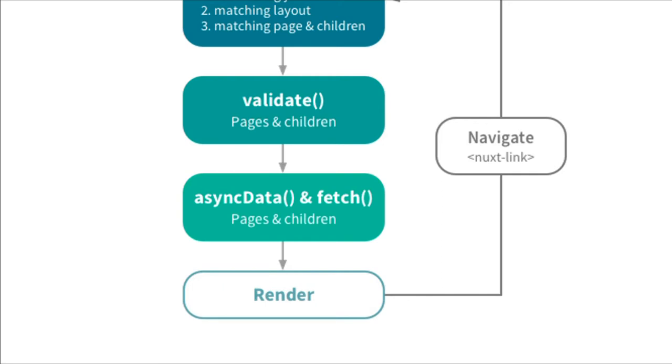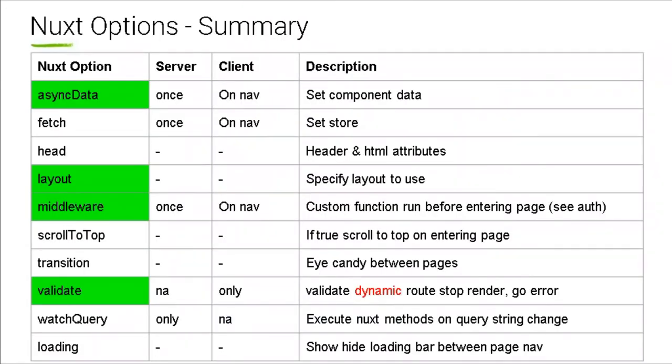Okay, so now we go to the Nuxt options. We have been through async data, running once on the server, and then every time you navigate to the page, it gets called on mounted. Fetch is the same thing. If you are doing static pages, I think you don't need to use those. But if you are doing SSR, you can use those. It's just a bit more to learn.